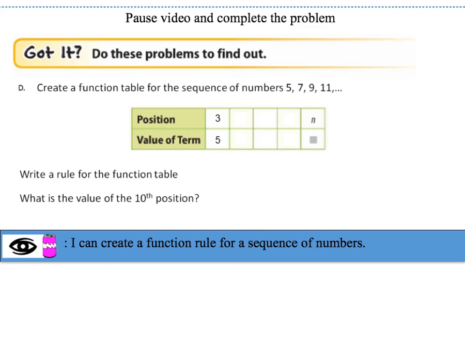So pause the video and complete this got it problem, and we'll discuss the answer in class tomorrow. Notice there is only one got it problem on this slide, but got it problem D has multiple questions. So make sure you're answering all the questions for this slide.